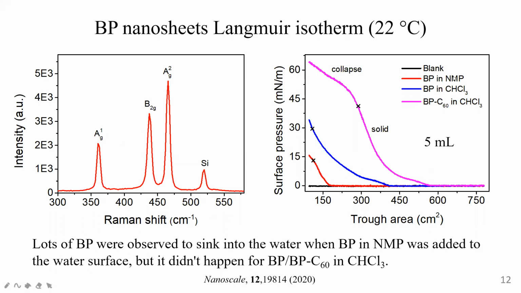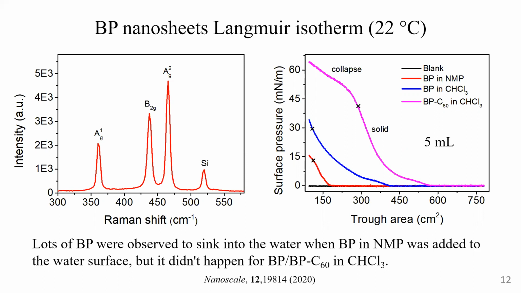For example, for BP in NMP, after compressing to the minimal area, the surface pressure increased to about 15 millinewtons per meter. But for BP in chloroform, the surface pressure increased to more than 30 millinewtons per meter. And the surface pressure further increased to more than 60 if the fullerene is added.